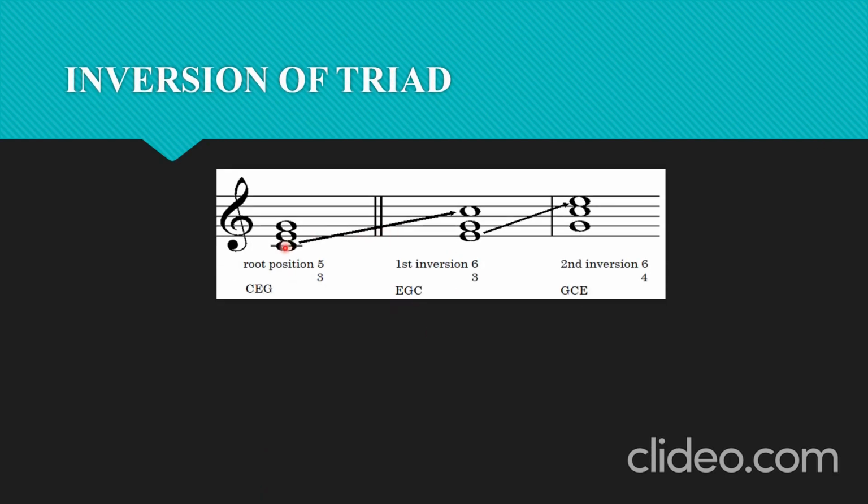Inversions of triad means changing the position of a triad. This is the root position of triad. The root position is what I've been doing. Root position of C major, root C, tonic triad of C major, root position is C, E, G. But it's not compulsory to play C, E, G. It can be G, C, E. It can be E, G, C. What I've just done is the same tonic triad of C major, but I'm playing it in different ways. I will not start with C, E, G. I may start with E, G, C. What is important here is there is C, there is E, and there is a G.